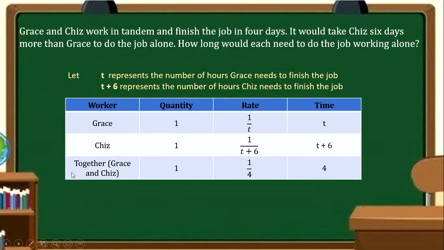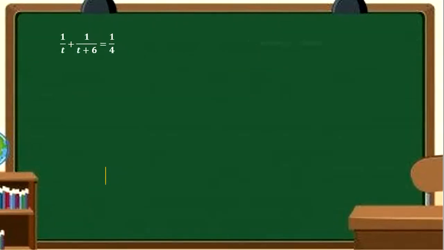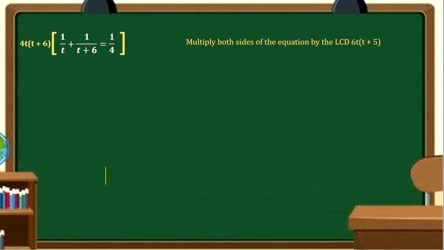So ito yung rate natin. Para kay Grace, we have 1 over T. Para kay Cheese, we have 1 over T plus 6. And then, working together, we have 1 over 4, dahil 4 days. So, the equation to solve is 1 over T plus 1 over T plus 6 equals 1 over 4. Multiply both sides of the equation by the LCD 4 times T times T plus 6.